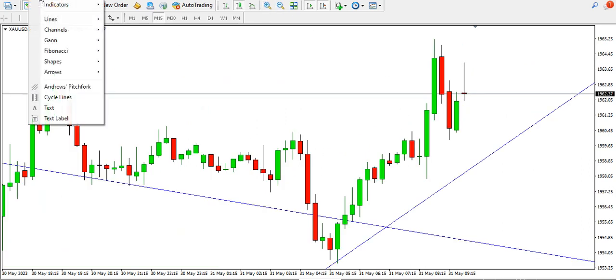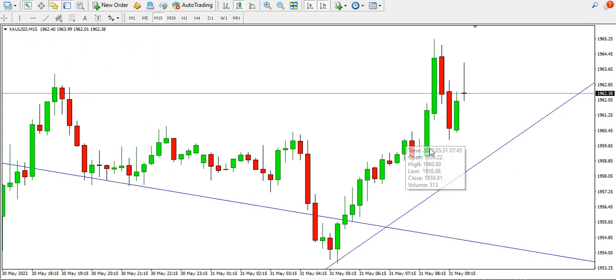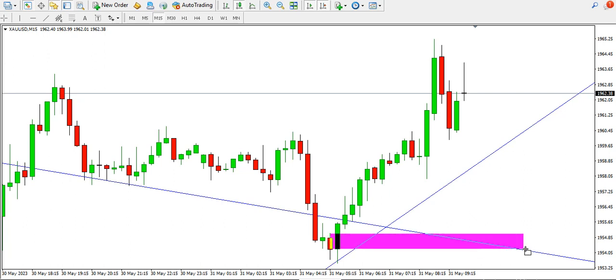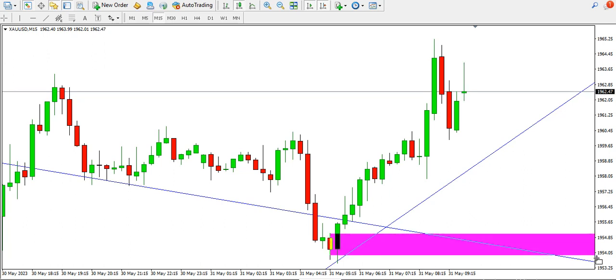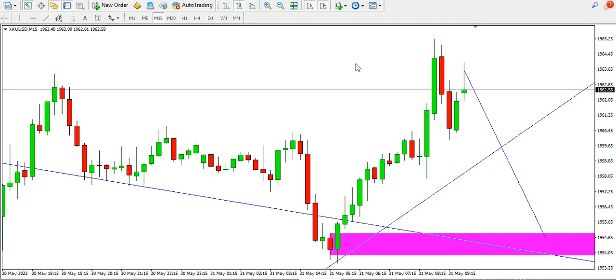But if the price of gold is to drop, we have some level of support. This particular order block might be our support. The price could possibly drop to this order block and find some level of support before price moves up higher. So that's that for the 15 minutes time frame.